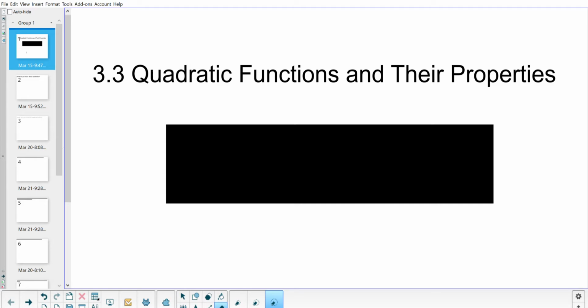Okay, this is 3.3, quadratic functions and their properties. If you want, you don't have to, but there is a blank note sheet on PowerSchool that you could print off and take these notes on. Otherwise, you can just take it on loose leaf.